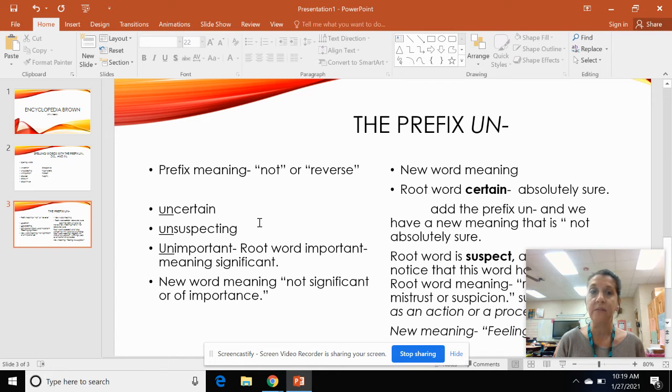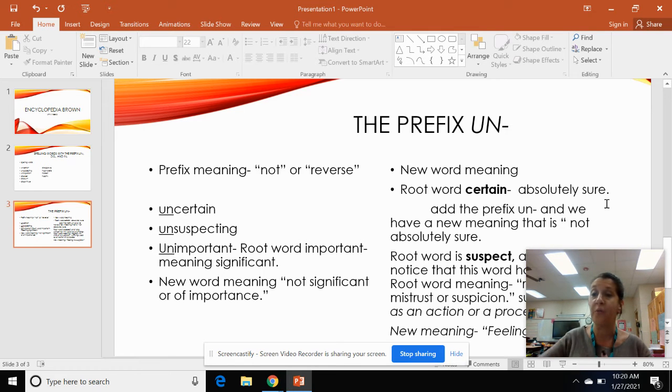As always, we can underline our prefix because we know that it's going to mean not or reverse whenever it's added to the beginning. That should pop into our brain. All right. Now, over here, we're going to have in our next column the new word meaning. What's that new word going to mean? Well, let's take a look. Our root word for our first word is certain. Now, certain means absolutely sure.